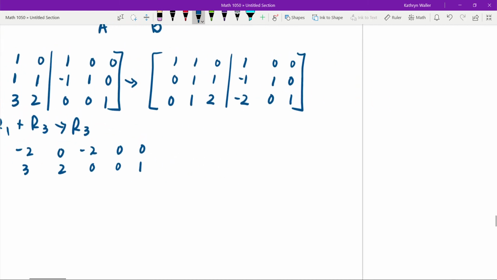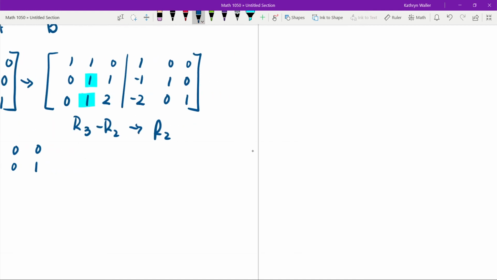The next thing I need is a 1 here. Done. So now I need a 1 here. I could do row 2 minus row 3, or I could do row 3 minus row 2. Which one's better? 3 minus 2. Yep. Row 3 minus row 2 becomes my new row 3. So row 1 doesn't change.